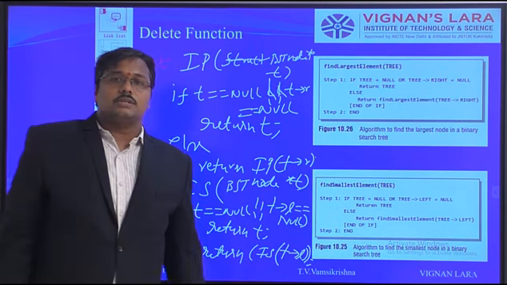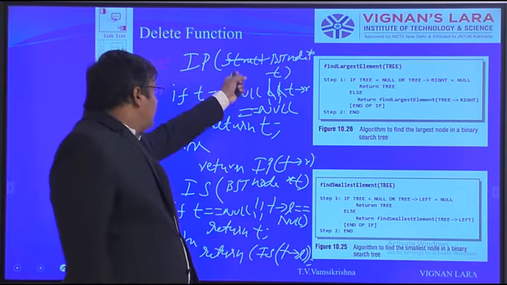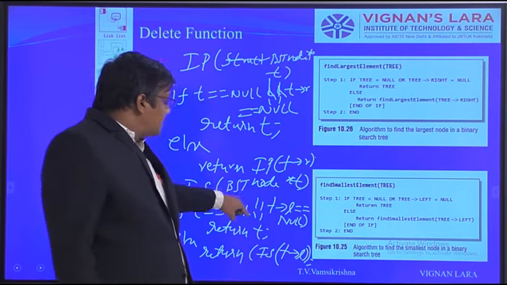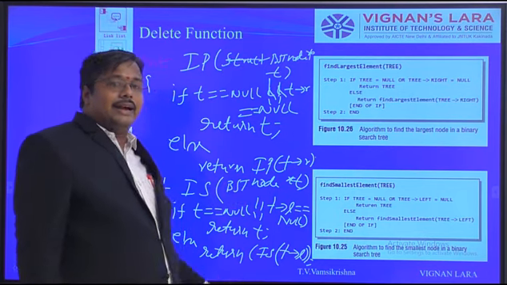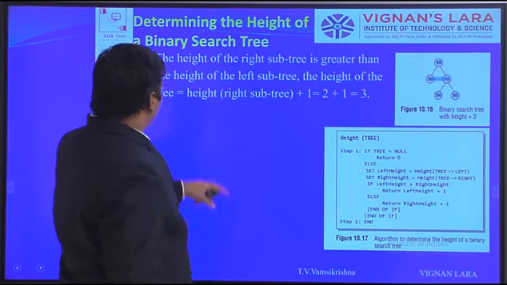So these are the codes used to find, in a left subtree, the maximum element, which is the predecessor, or in the right subtree, the minimum element, which is the successor. The next one is a very important question.